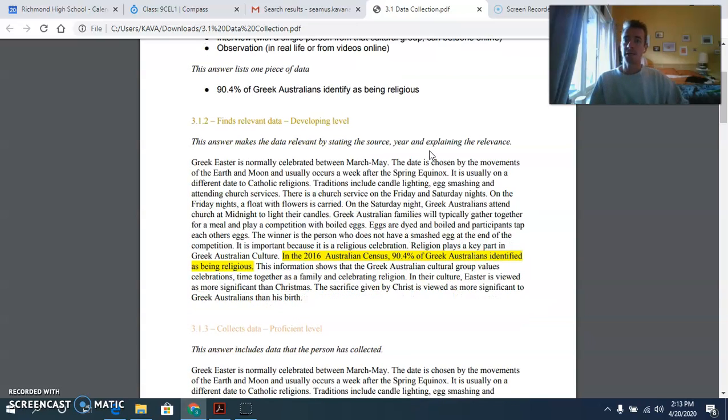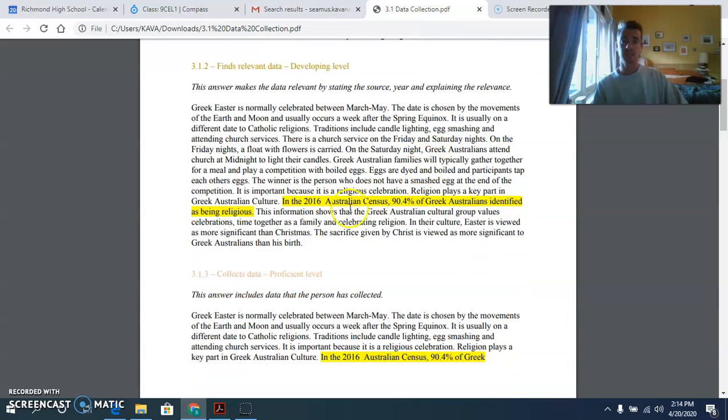The answer makes the data relevant by stating the source, year, and explaining that relevance. So in her answer on Greek Easter, the significance of Greek Easter for Greek Australians, Ms Lytas is clearly using the data here in a relevant manner. So she says, it is important because it is a religious celebration. Religion plays a key part in Greek Australian culture.